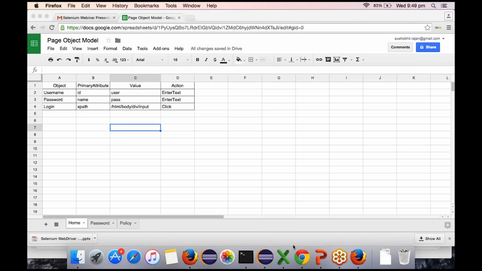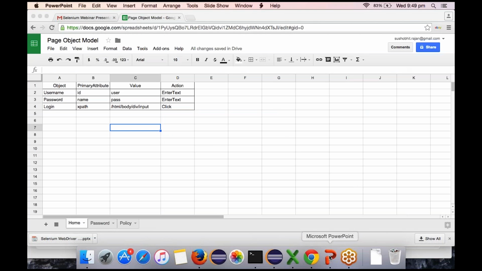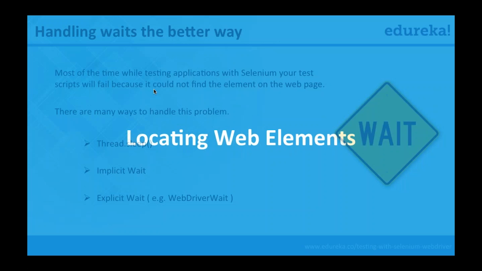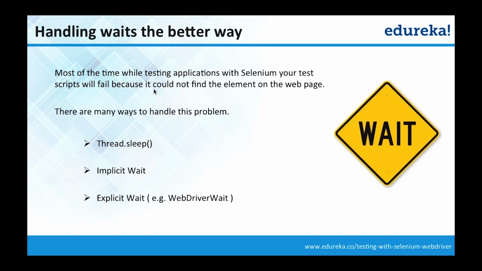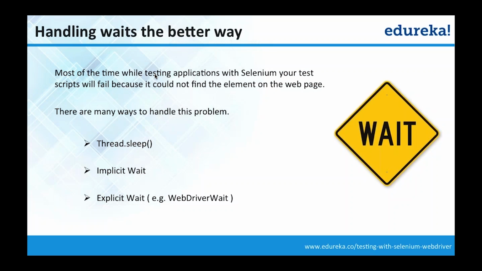Okay, so let me close this and let's get back to the PPT and see what we have next. Now, this is clear, right? How to find a web element. Now next comes synchronization. Earlier you were talking about dynamic elements. There are many cases where you need to wait for the element to come.